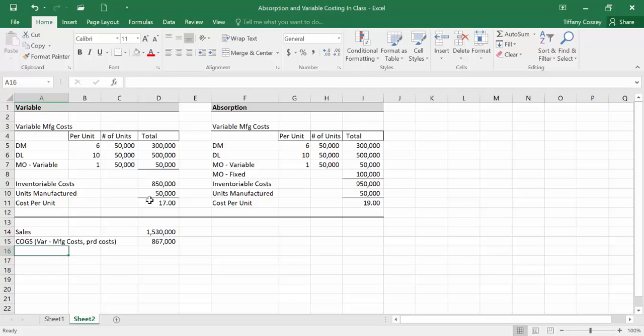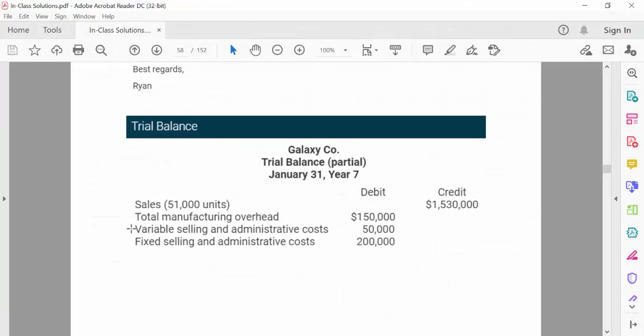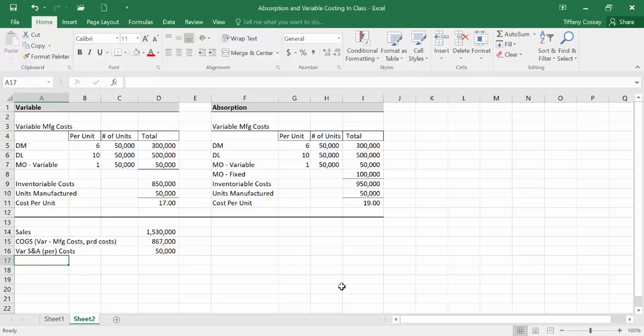And then we need to consider what kind of an income statement we're doing. And so for variable costing, they will do a contribution margin format income statement. And remember, contribution margin format takes the sales and subtracts out all of the variable costs. Well, we've just accounted for the variable manufacturing or product costs, but we also have to subtract out the variable selling and administrative or period costs. Okay, so if we go back over to our problem, it tells us in this trial balance what those are. Variable selling and administrative costs are $50,000. So then we have a contribution margin after subtracting out all of our variable costs of $613,000.